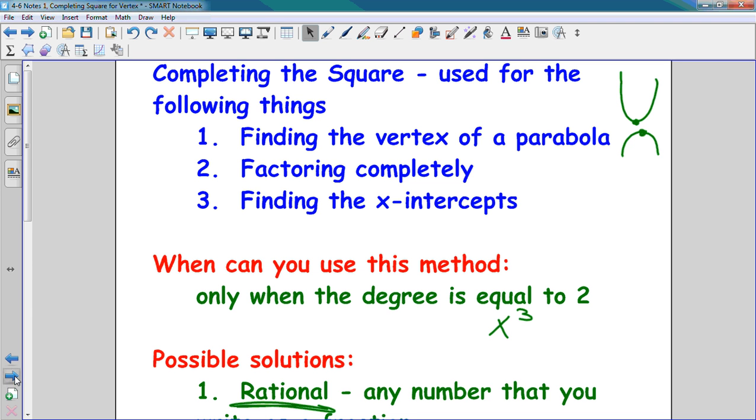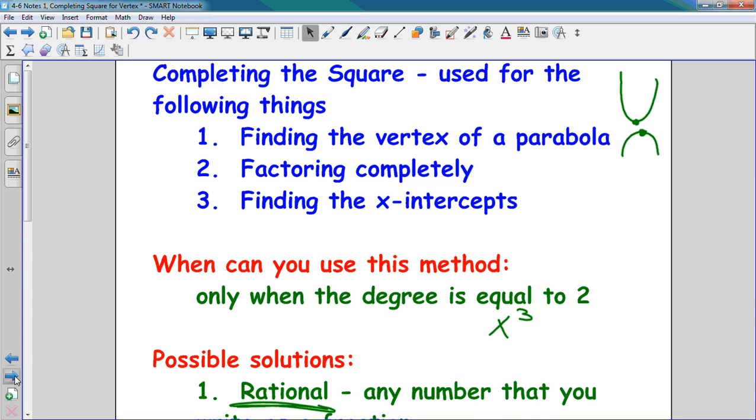Okay, so if I have x cubed, what's the degree? 3. Or if I have xy, the degree is 2, because I have x to the first power and y to the first power. Question? You can't do it with x cubed. Right. If you have x cubed, you cannot complete the square. You can only do it when there's a square. Do you understand? Only when you have x squared.